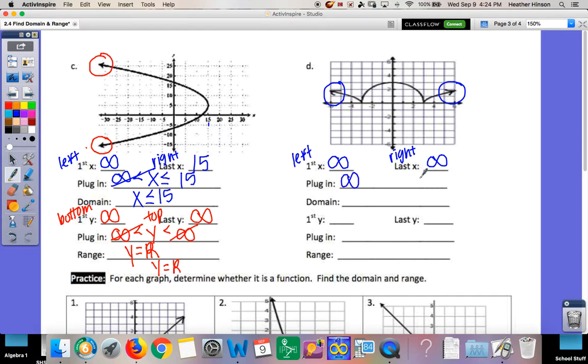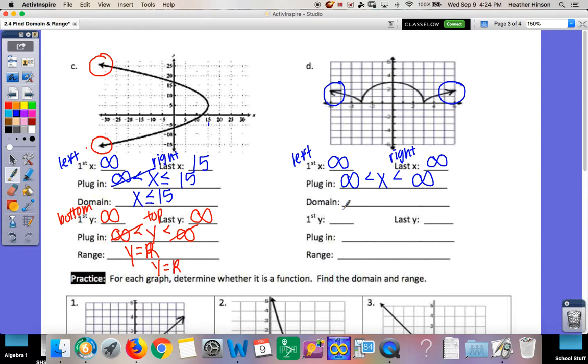So then we plug it in. Infinity for first, infinity for last, and then this is domain, so we're going to put x in the middle. We always use less than symbols. And then we can't reach infinity, so we don't have to worry about equal to. We're never going to be equal to infinity because it goes forever.